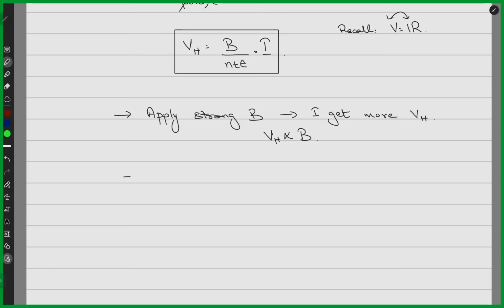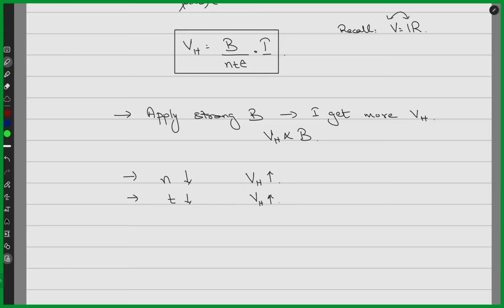And let's say if I talk in terms of the number of charge carriers, the number of electrons, if I were to decrease the number of electrons, you can see from this equation that Hall's voltage increases. So if I decrease N, then we have more Hall's voltage being induced. And exactly the same thing happens for the thickness of the conductor. If I decrease the thickness of the conductor, I get again more Hall's voltage induced.